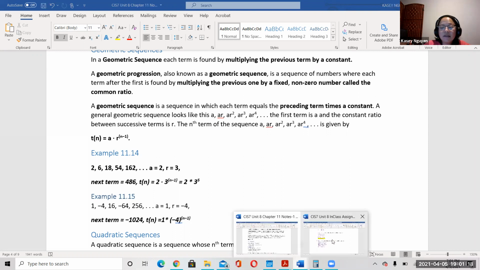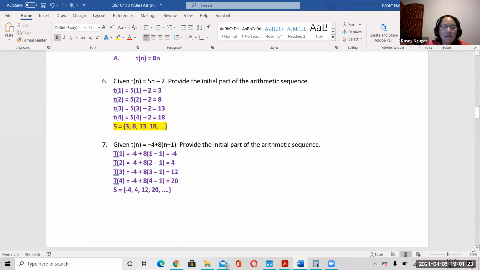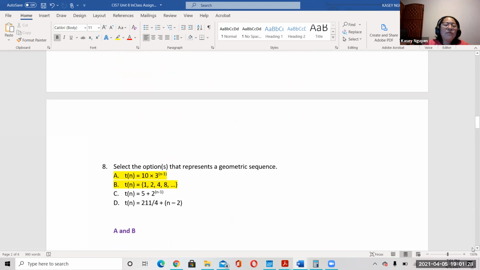So with that, we can look back into the assignment at question 8. It says select the options that represent the geometric sequence. Okay. So we can say that A works, because A is t of n equals 10 times 3 raised to the power of n minus 1.